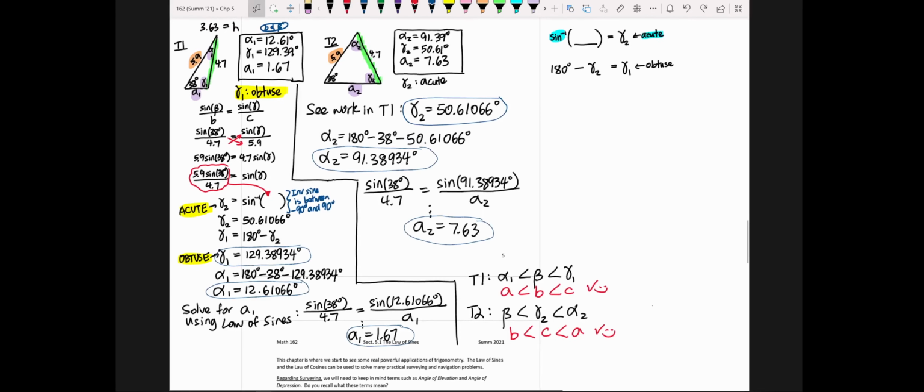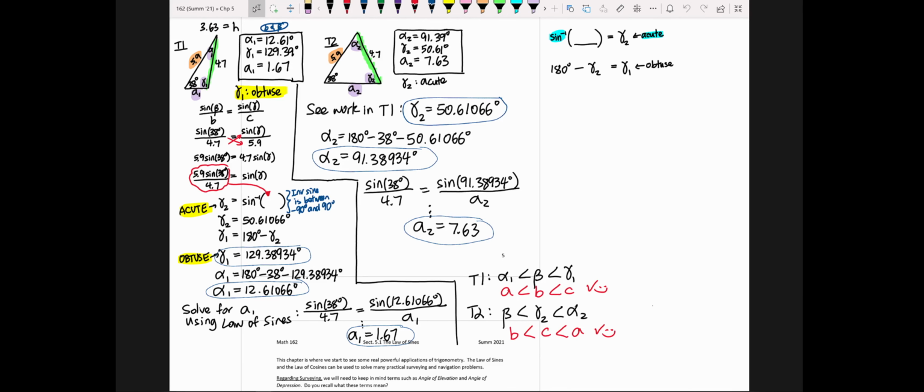And so that green line, the side across from the given angle, if it's less than the other side given but greater than the height, then it has two positions it can go in. It can go to the left of the height or to the right of the height. And that's why it does form these two triangles.